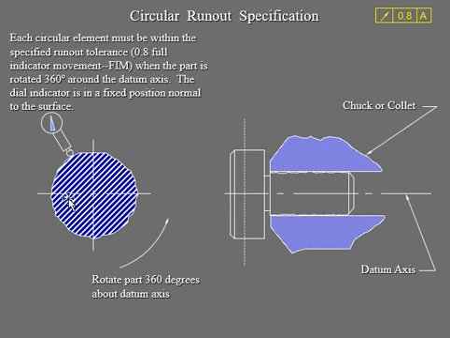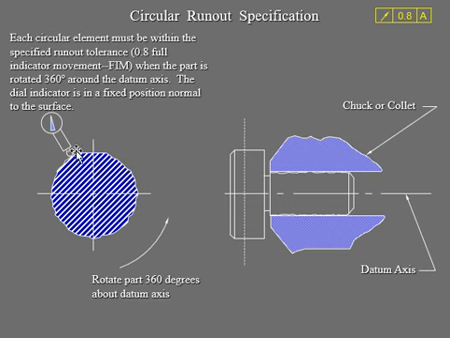Now we're going to draw it in a bigger diagram, so we can see the imperfections of that surface. So we'll take a look at rotating 360 degrees around that datum axis. Your dial indicator, which is this device, is going to measure that runout.